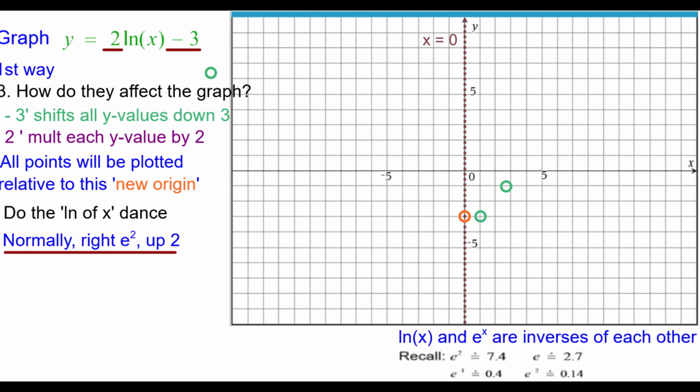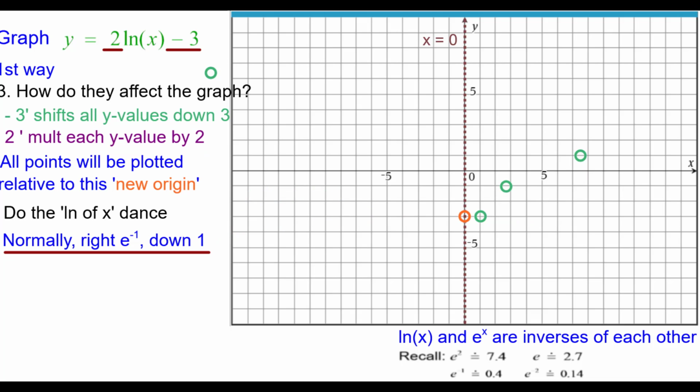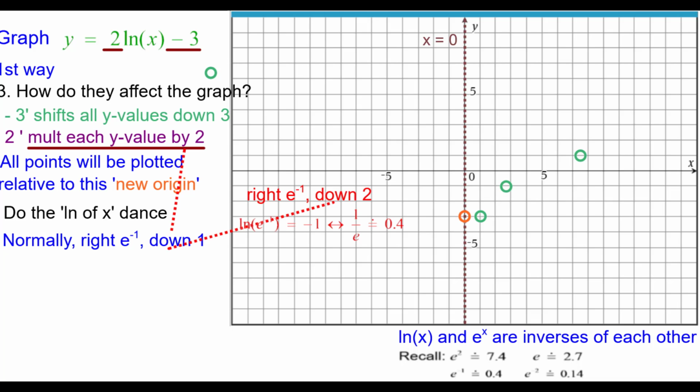Normally right e squared up 2. In this case, it will be right e squared up 4, and e squared is about 7.4. Normally right e to the -1 down 1. In this case, it will be right e to the -1 down 2, and the reciprocal of e is about 0.4.